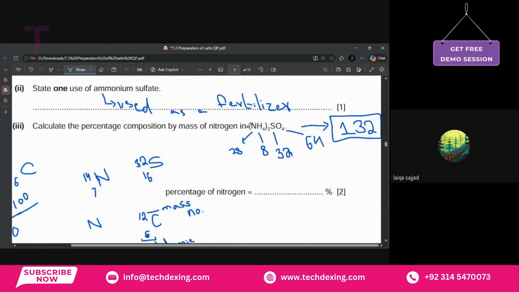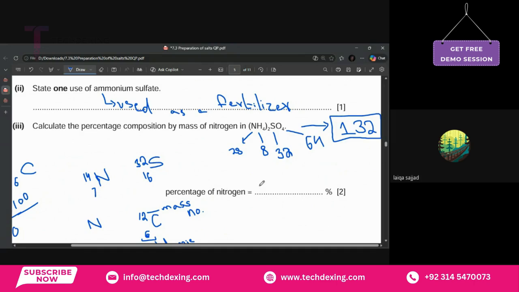So what's the mass of nitrogen in this compound? The total mass of nitrogen. It's 28, right? 14, 28. Yes, because we have two atoms. So you have to consider both the atoms. Both of them belong to nitrogen. So the total mass of that element, or the total mass of the nitrogen, is 28.